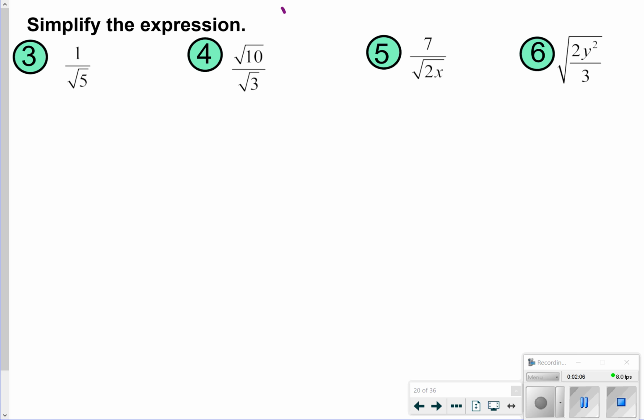Let's go ahead and get you to pause here. We're going to try to rationalize the denominator, meaning multiplying both the numerator and denominator by the radical in the denominator.